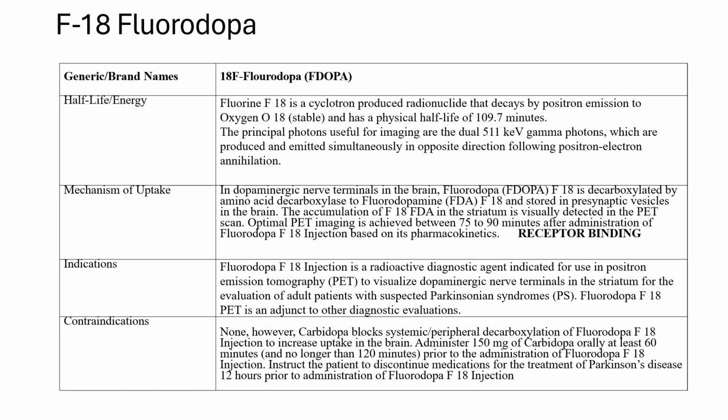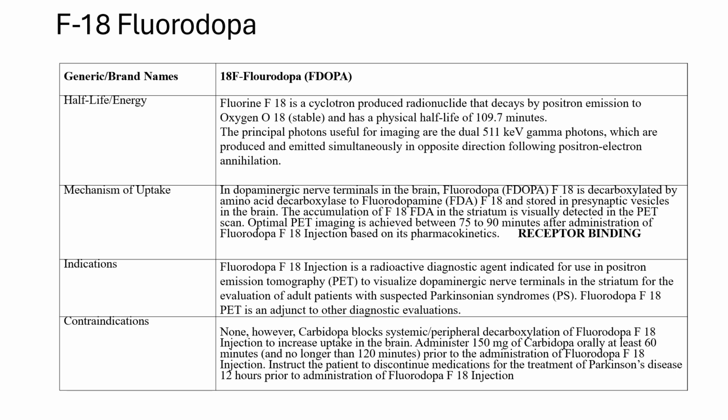This is the package insert information for F18 fluorodopa, or F-DOPA as it's often referred to. It is tagged to F18, which is cyclotron produced with a physical half-life of 109.7, 109.8 minutes. The principal photons useful for imaging are the dual 511 keV photons. That's actually what we're imaging.